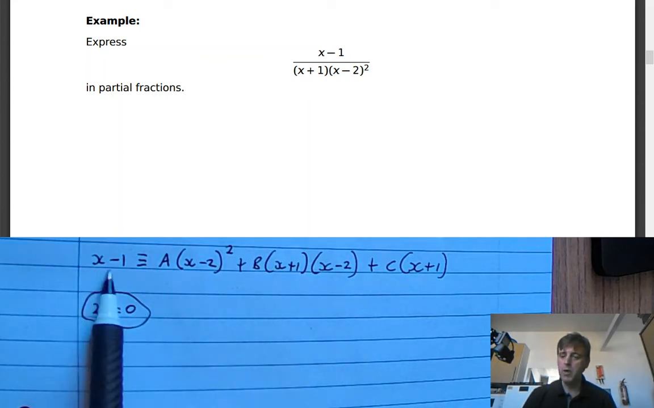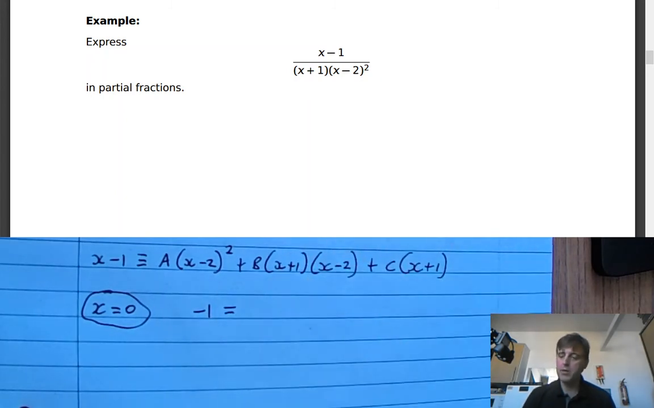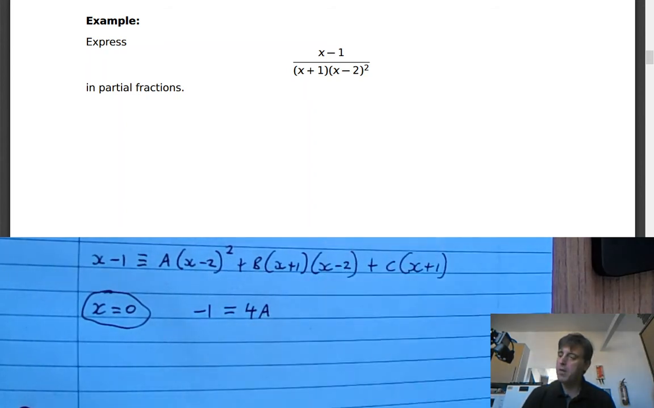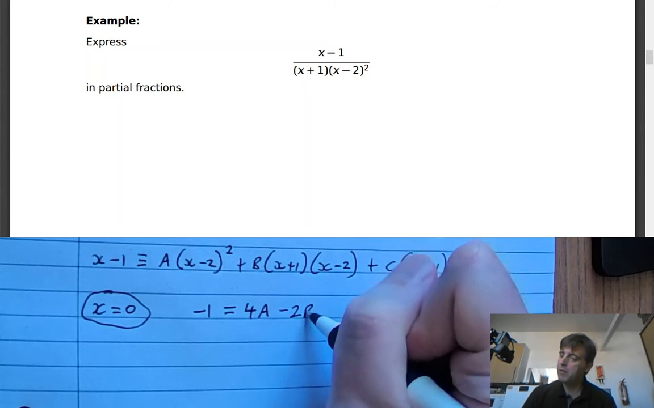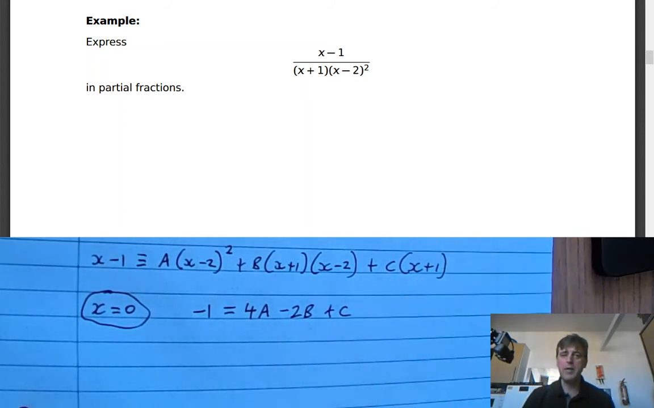So 0 - 1 gives us -1 on the left-hand side. And then on the right-hand side, we have 0 - 2 in the bracket. If we square the -2, obviously we get a +4. So we end up with 4a there. If we put 0 in here for x, we get 1 times -2 is the coefficient of b. And if we put 0 in here for x, we get just 1 lot of c as the last term in our equation there.